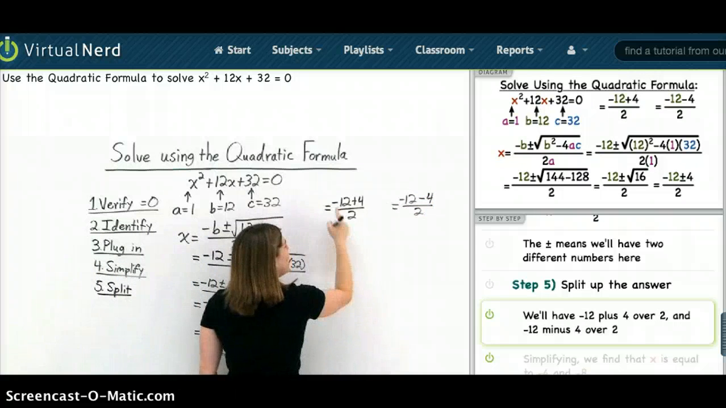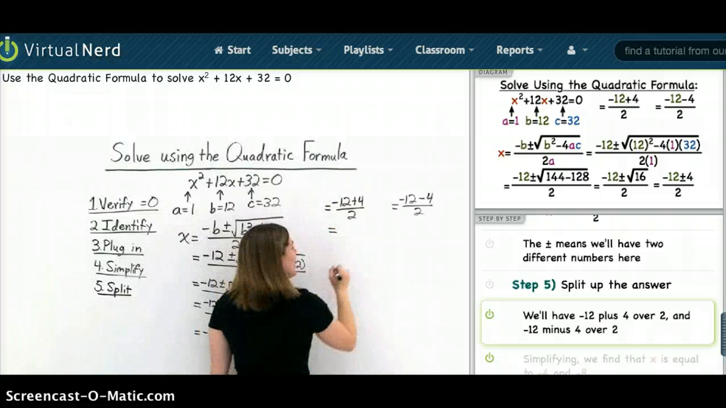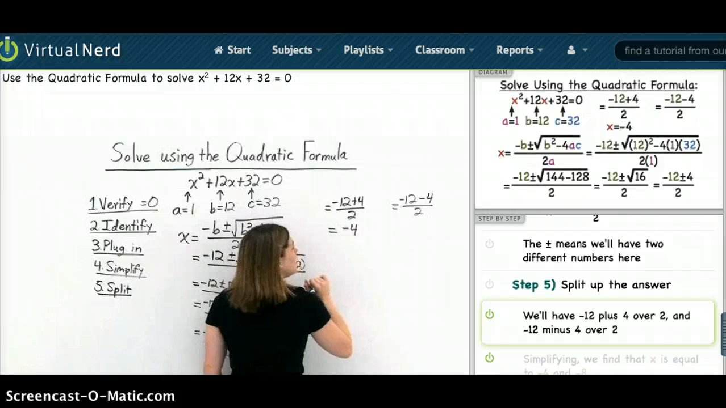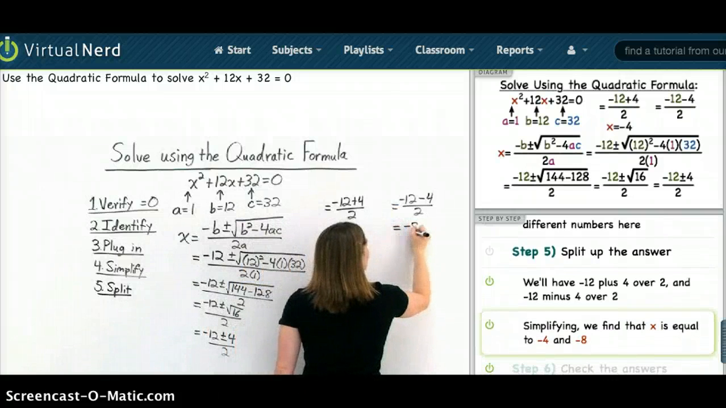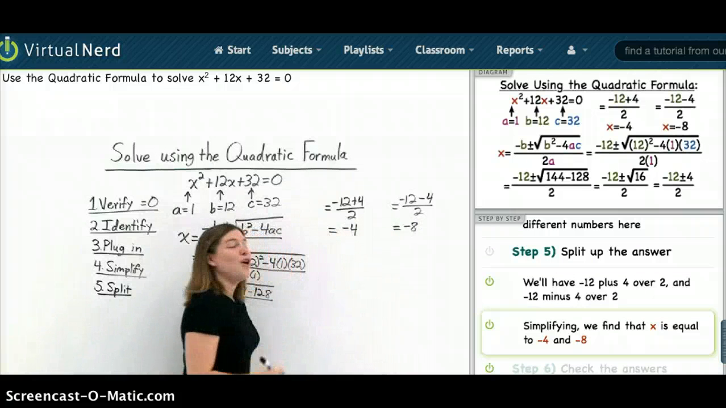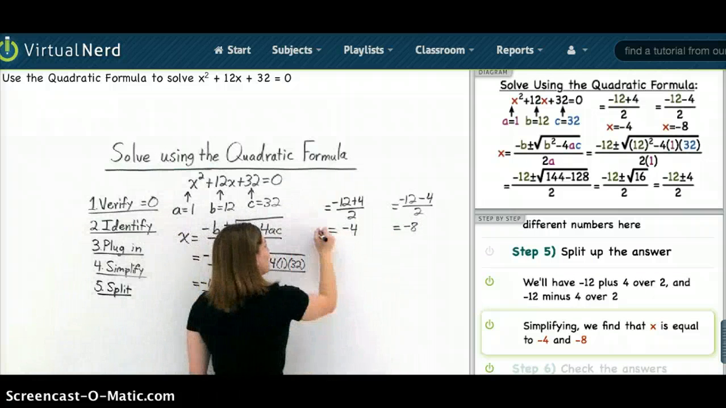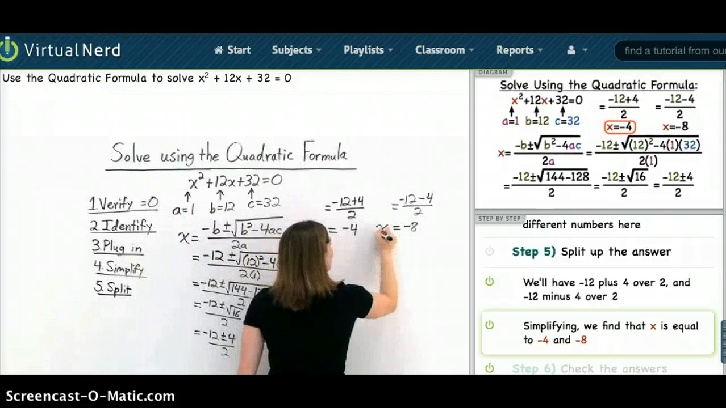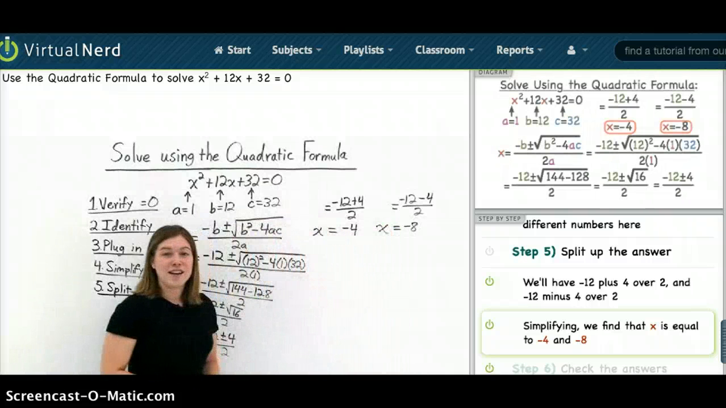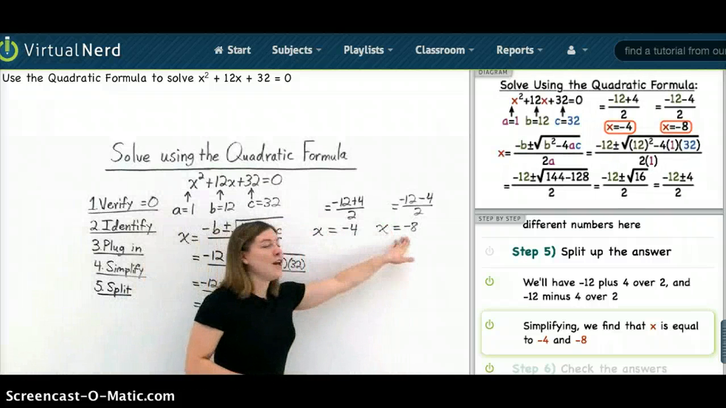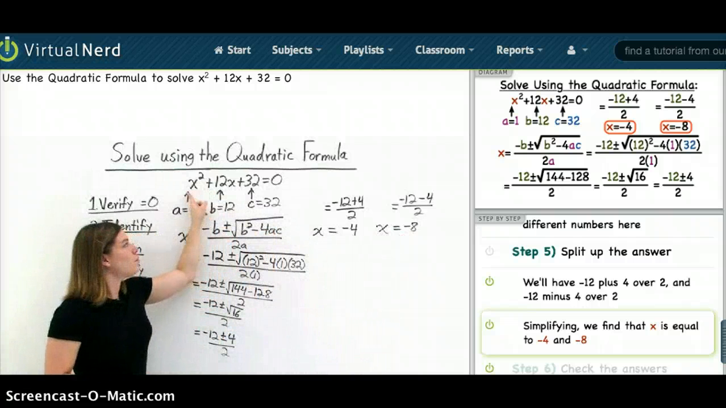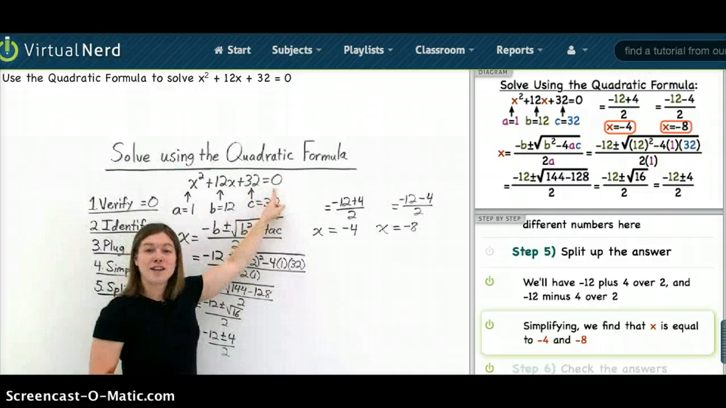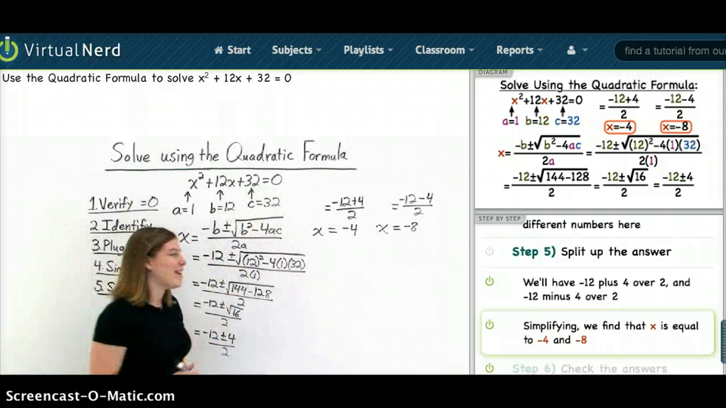Now if we simplify, negative 12 plus 4 is negative 8, divided by 2 is negative 4. Here, negative 12 minus 4 is negative 16, over 2 is negative 8. So now we have our two answers. X is equal to negative 4, and x is equal to negative 8. That means if we plug either one of these values in for x into our original equation, this polynomial on the left will simplify to 0. So let's check that just to be sure.